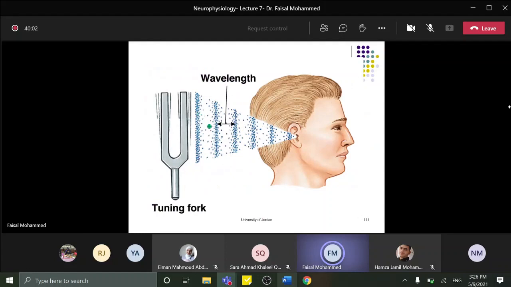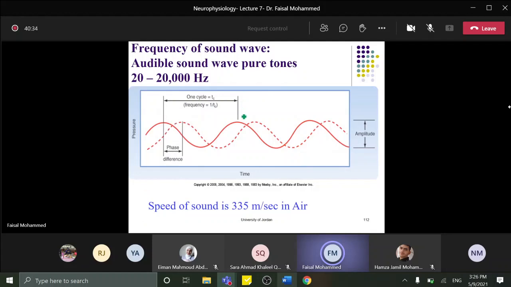These are sound waves, high and low sound waves, between two areas of compression and depression. This is a sound wave from a tuning fork. The frequency is called cycles per second, and this is measured by hertz. This is the cycle. The intensity is measured by the amplitude of the wave. High amplitude, this is the intensity. The frequency is the number of waves, cycles per second.